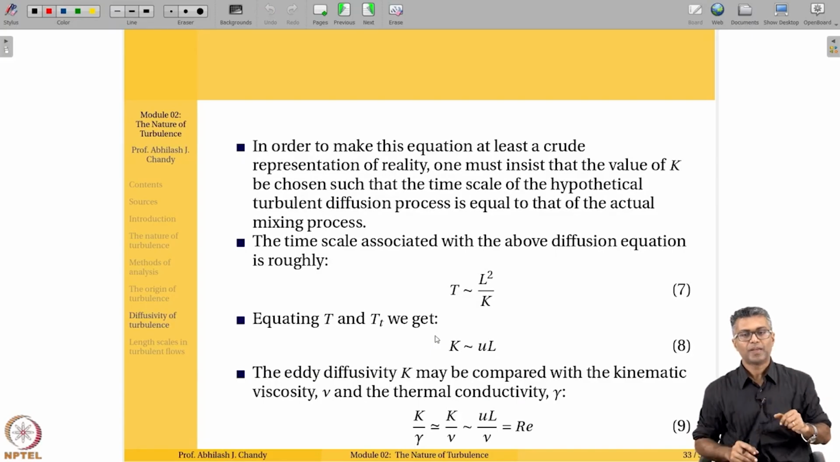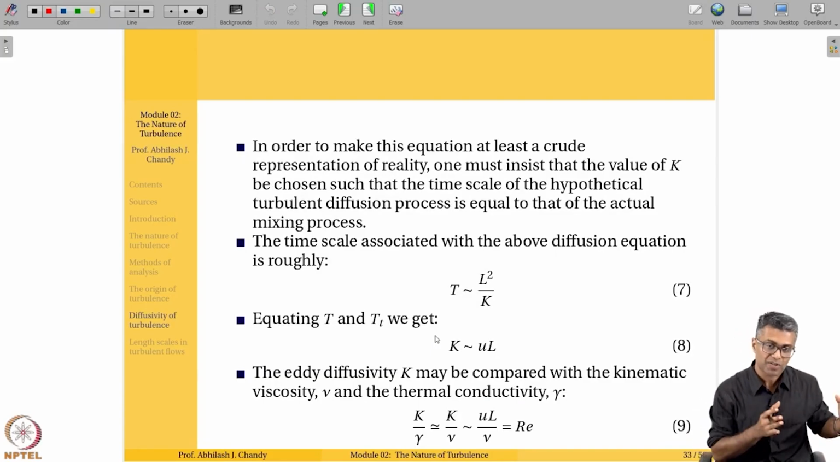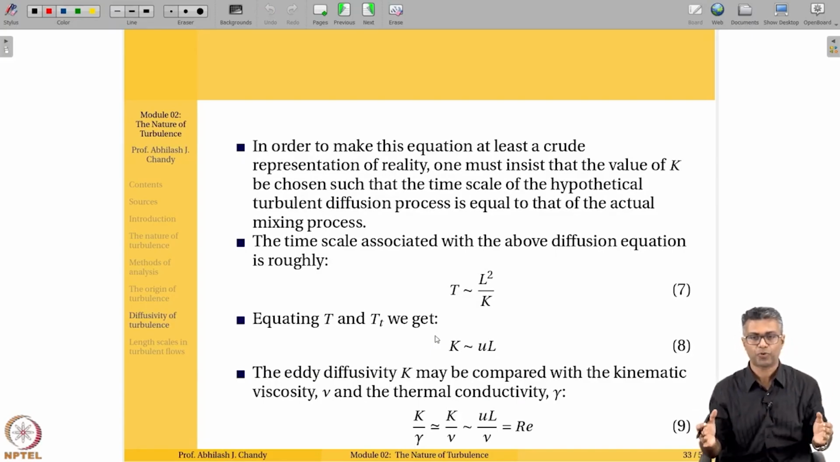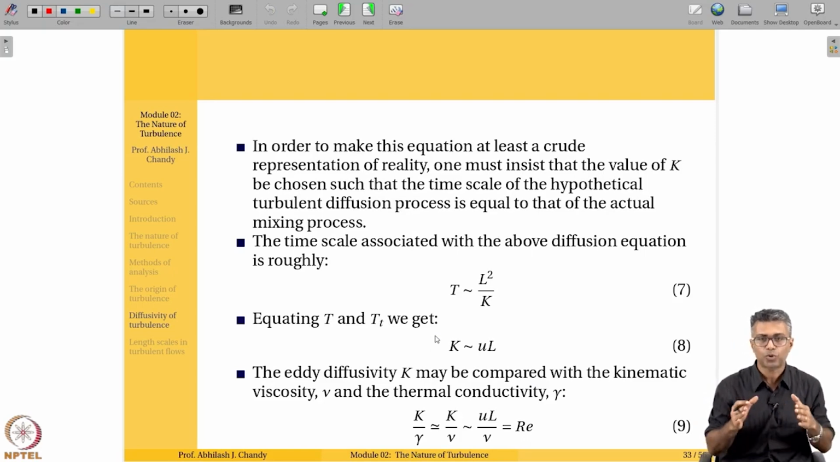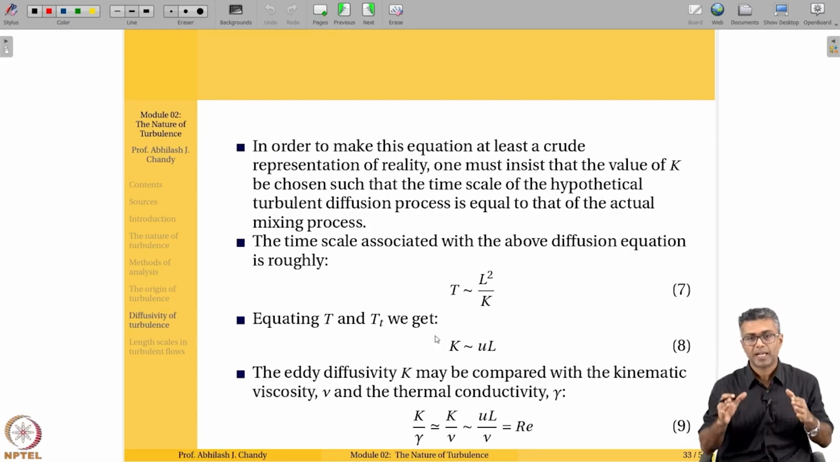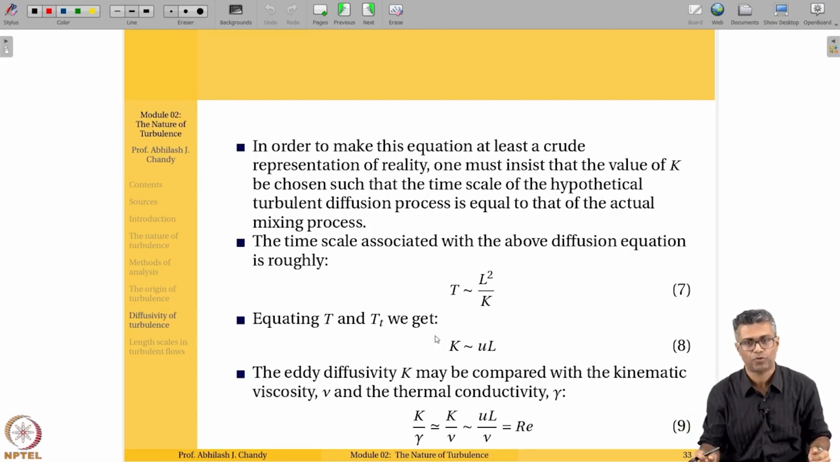So now, if this has to represent reality, what is reality? I have turbulent flow in a room, right? For it to even have a crude representation of the reality, I've already made a huge assumption. But let's say I want to use this equation to represent the turbulent flow in a room. Then you have to choose K such that it is realistic.